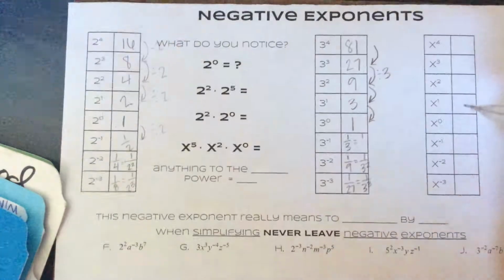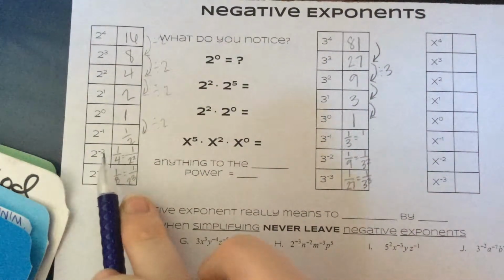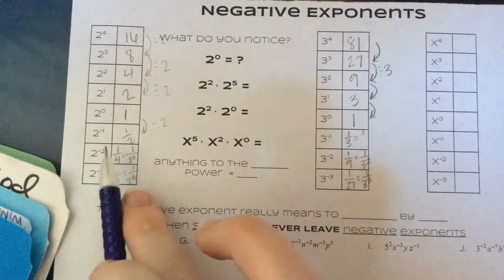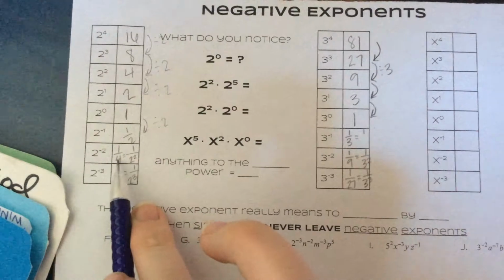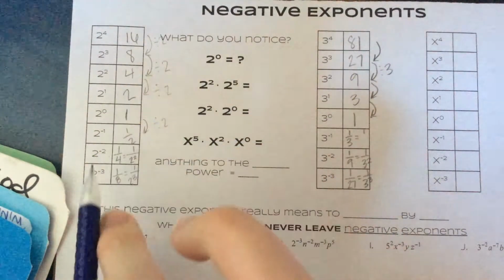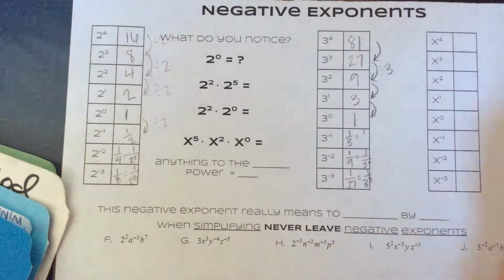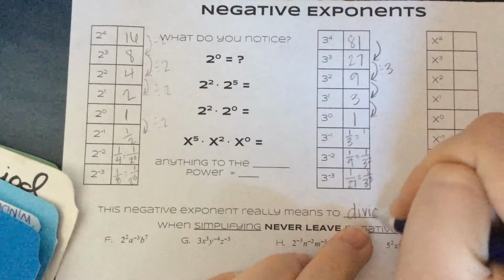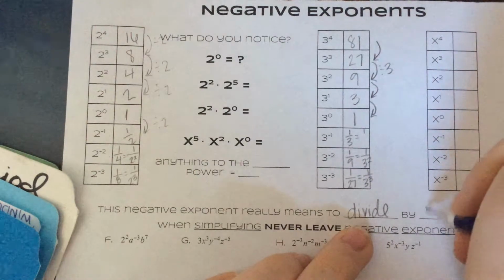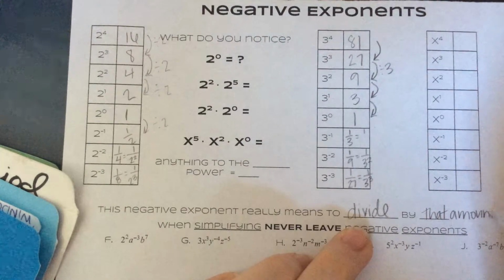So we see that when you have a negative exponent, it mainly means you're going to divide by whatever that value is. So 2 squared is normally 4, but instead of it just being a regular 4, we're going to divide by 4, so we're going to get 1/4. So anytime you have a negative exponent, it really means to divide by that amount.